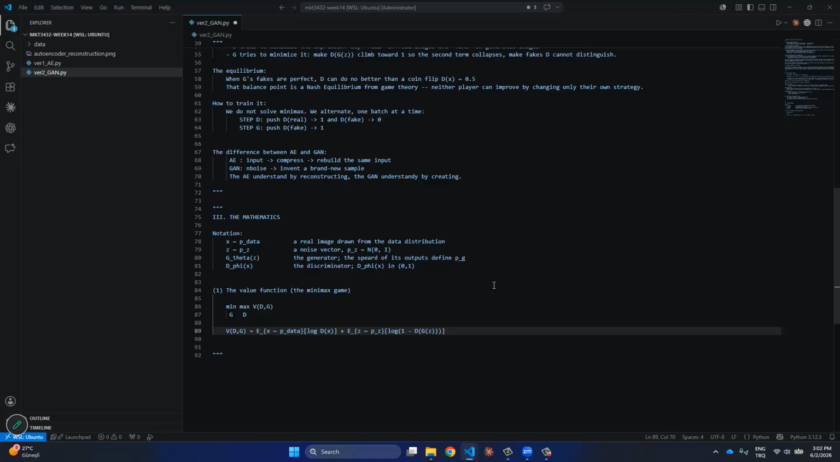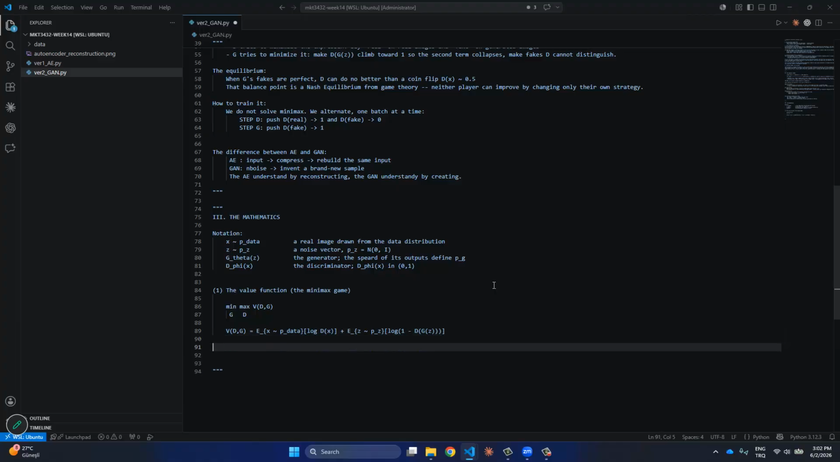D wants what? V high, to recognize real or fake. G also wants what? The value low. It tricks the value function, fooling the discriminator. Why do we need to use the logarithmic case in here? Because the output is between 0 and 1. The binary decision can be evaluated easily by using the logarithmic scale in here.